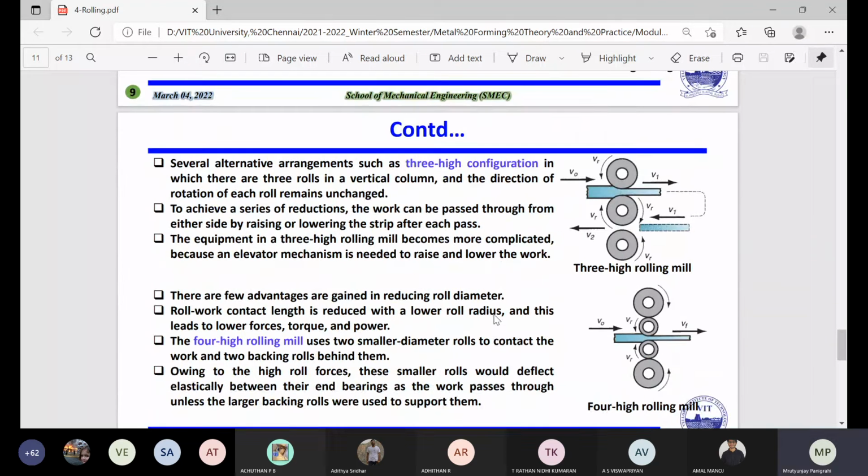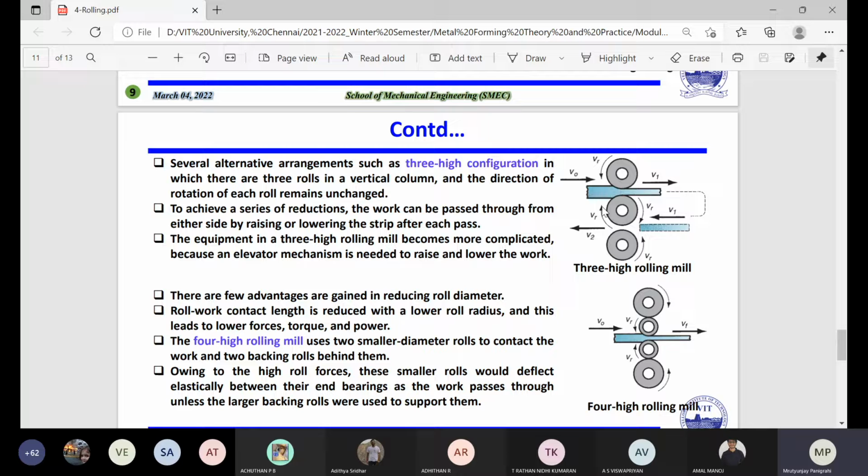The second one, we have three high configuration. So you can see here in three high, you have basically three rolls here. One is on the upper side, the second one, and the third one. Here what we are doing is, the metal piece you are putting here from the left hand side, it is going here, and the moment it is going here, this metal piece again goes back to the bottom. And the moment it is going back to the bottom, you can see the rotation movement of the middle roll.